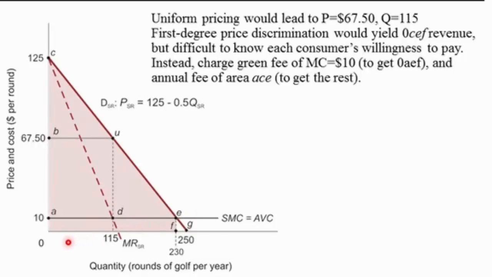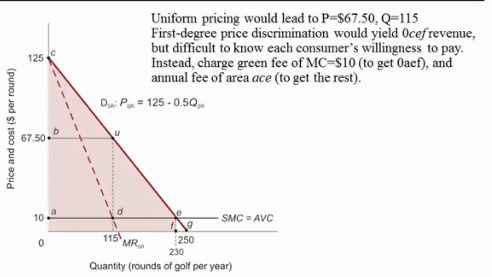So every time someone wants to play a round of golf, they have to pay $10. That would be equal to our company's marginal cost. So if there were 230 rounds of golf played, then we just charge $10 for it, and you get O, A, E, F, that little rectangle. And if you charged an annual fee, or this membership fee, equal to the area of A, C, E, which you might be able to estimate given whatever your estimated demand equation is, then you wouldn't need to know at all people's willingness to pay.